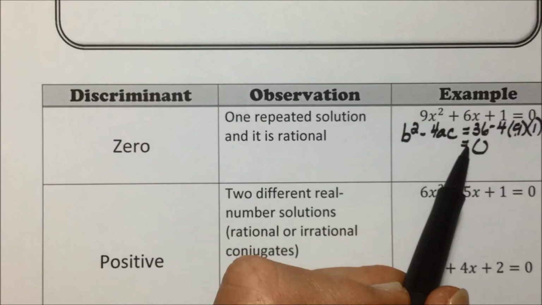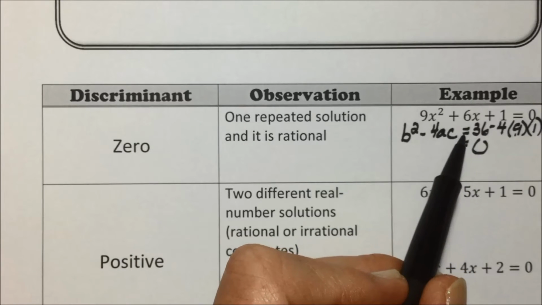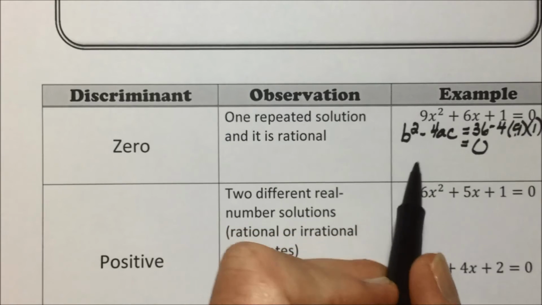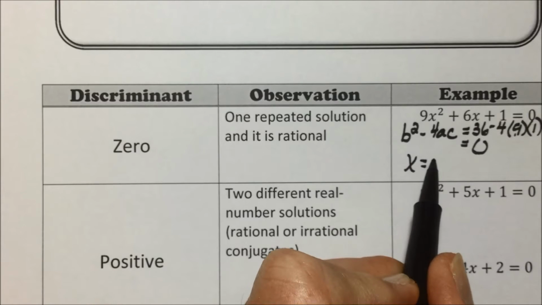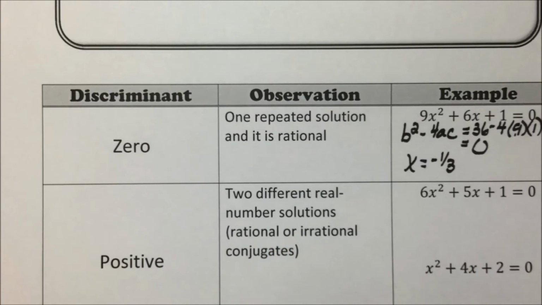And actually, if we went through and solved this then, whether we factored it or used the quadratic formula, we would end up finding x is equal to a negative 1/3 2 times. That's sometimes known as a double root.